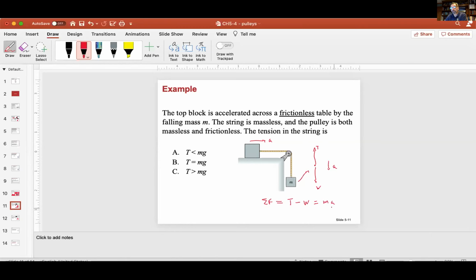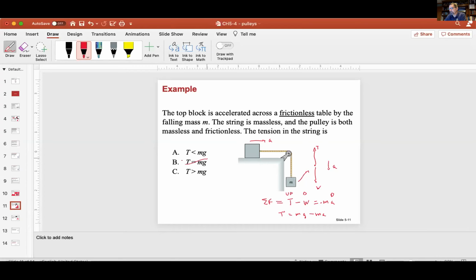Okay, and then you do the consistency check. This is up, so I made it positive. This is down, so I made it negative. Oh, the acceleration is down. I should have made it negative. Okay, and then you look at the tension, and weight is, of course, mg. You solve for it. It is mg minus ma.